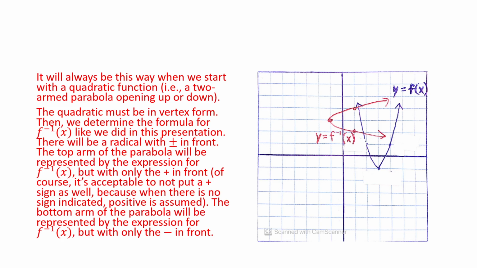The quadratic will be in vertex form, and then we'll determine the formula for f inverse of x like we did in this presentation. There will be a radical with a plus or minus in front. The top arm of the parabola will be represented by the expression for f inverse of x, but with only the positive in front. And the bottom arm of the parabola will be represented by the expression for f inverse of x with only the negative in front.